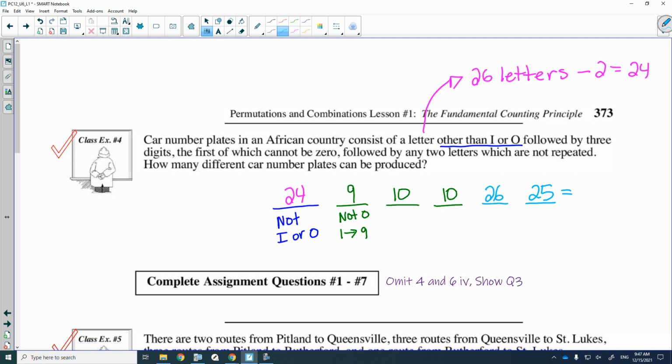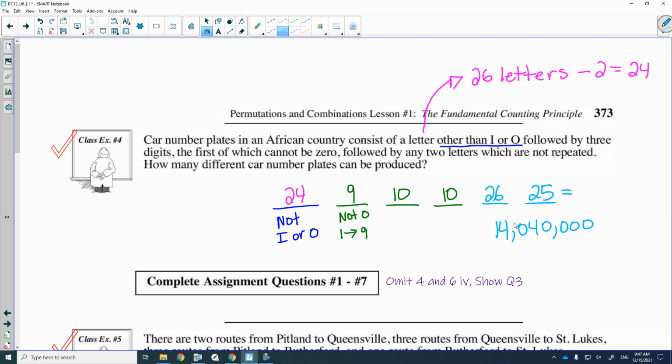If you multiply all the choices in each stage, you are going to get 14,040,000. So that means there are 14,040,000 possible license plates that would start with a letter, not I or O, followed by three digits with this restriction, followed by two more letters that aren't repeating.